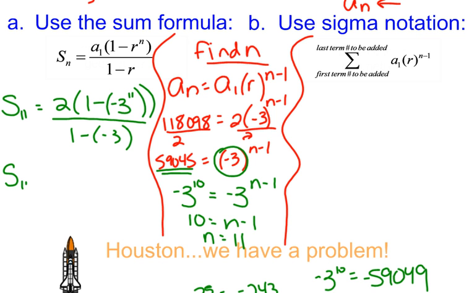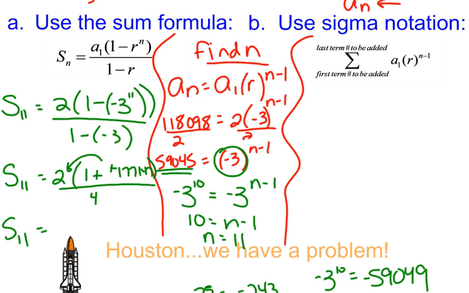So as I keep simplifying here, I would have 2 times 1 minus, and when I take negative 3 to the 11th, I get negative 177,147 over 4. I keep simplifying this, the sum of the 11 terms. I'd have 177,148 times by 2, divide by 4, and I can do all this on my calculator. I get 88,574.